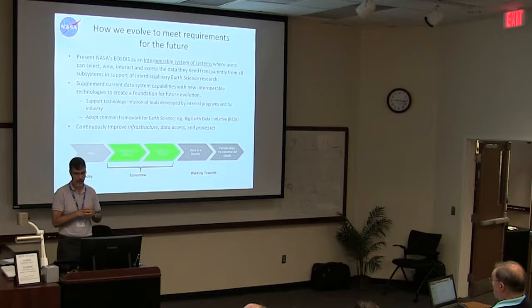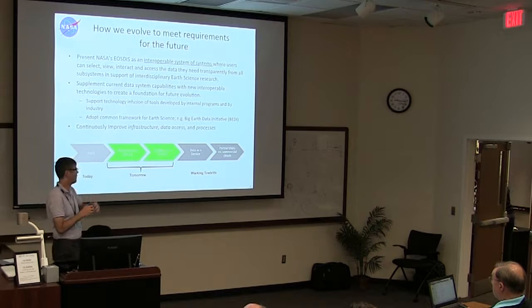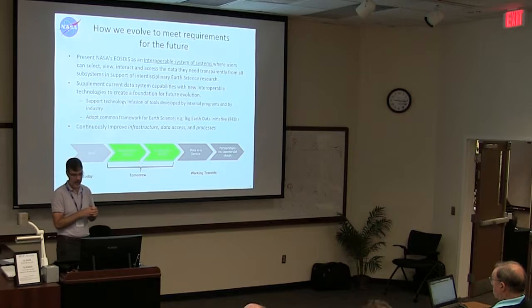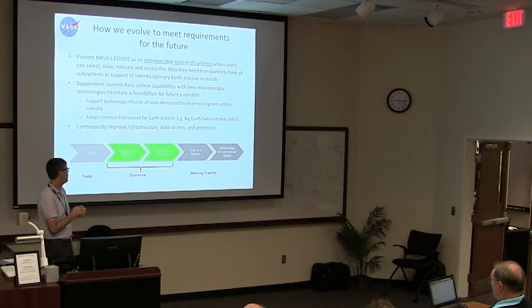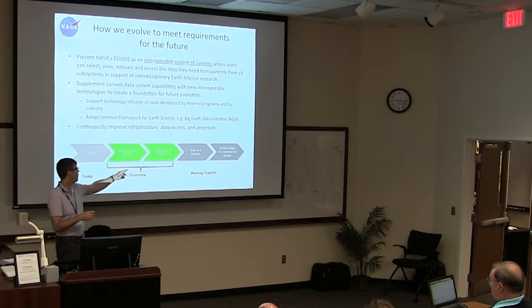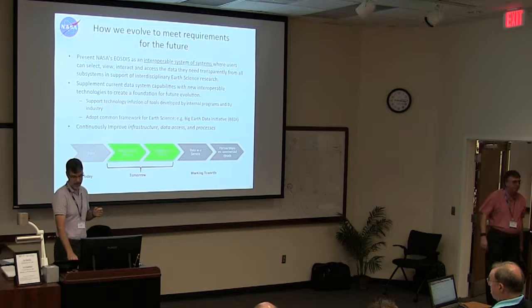This diagram here is sort of a simplistic view of our evolutionary path, where today we have data, and tomorrow we're trying to evolve more towards the notion of service architectures, and eventually towards data as a service, and then possibly partnerships with the commercial clouds. I'll talk a little bit more about that.